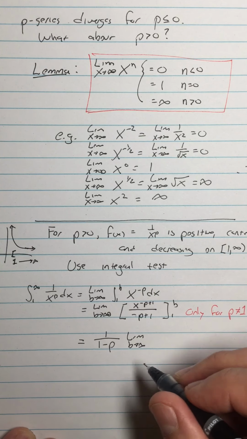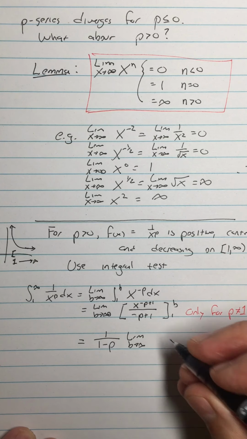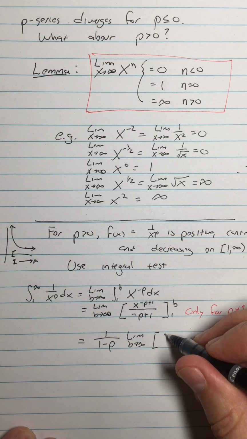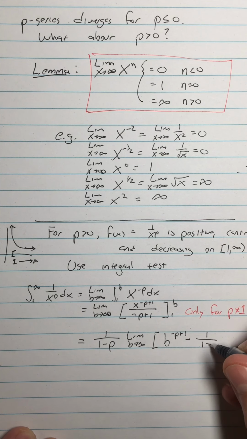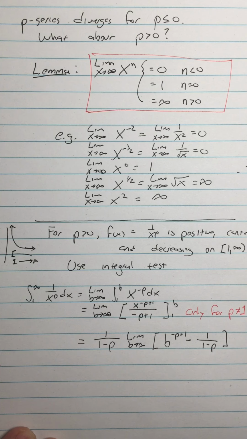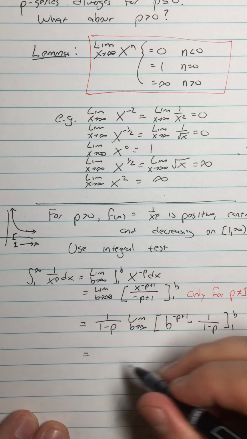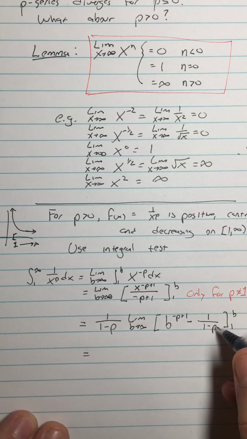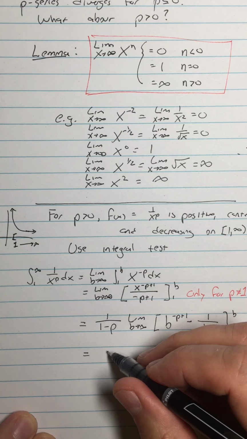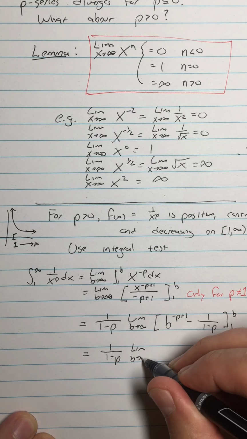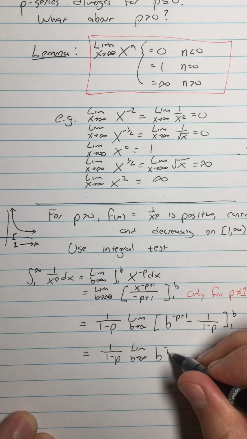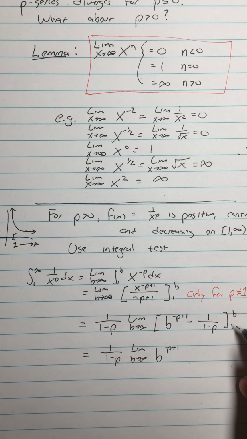So this p is, in a sense, fixed with respect to b. All right, and then I have b to the negative p plus 1 minus 1 over 1 minus p from 1 to b. All right, and then so that's going to equal... So we'll just do the limit of this part, and this part we'll just evaluate. So I'm going to have 1 over 1 minus p times the limit as b approaches infinity of b to the negative p plus 1. And then that's plugging in the b.